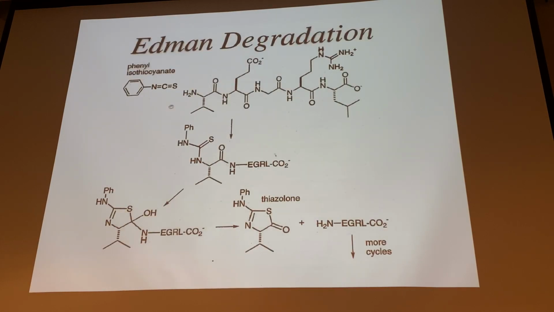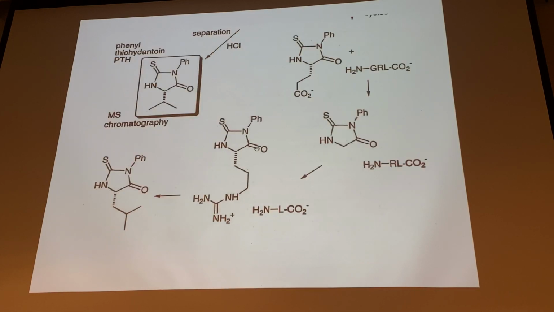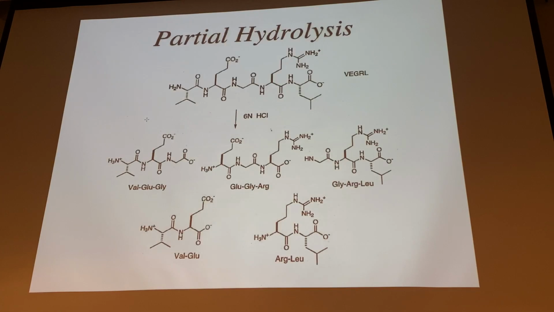Now you have to have smaller peptides to be able to do that. The sensitivity drops off if it goes through too many cycles. But you can do up to 50-mers or so with Edman degradation, looking at each phenylthiohydantoin heterocycle coming off into the mass spec.